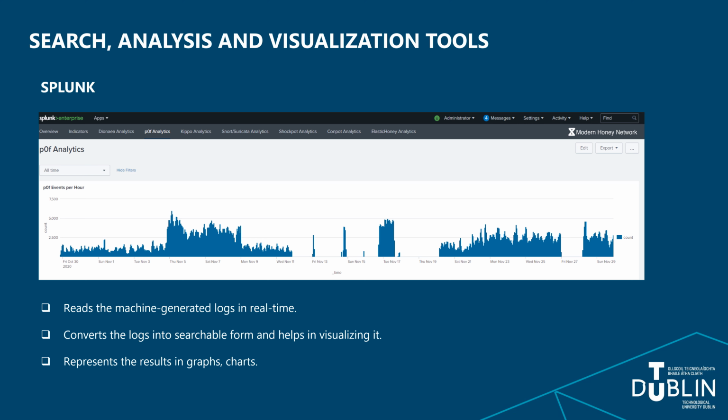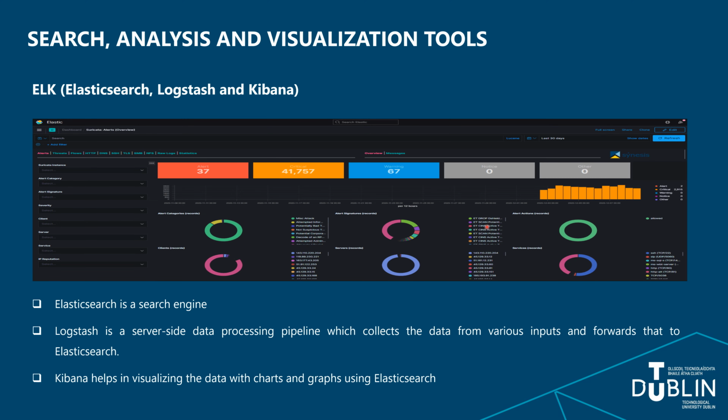Also, I have used one more visualizing tool called ELK: Elasticsearch, Logstash, and Kibana, which combined is called a stack. Elasticsearch is a search engine, Logstash is a server-side data pipeline which collects the data from various inputs and forwards that to Elasticsearch. Kibana reads this data and helps in visualizing it in charts and graphs using the ELK platform.